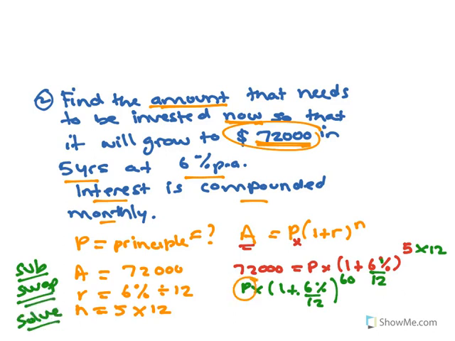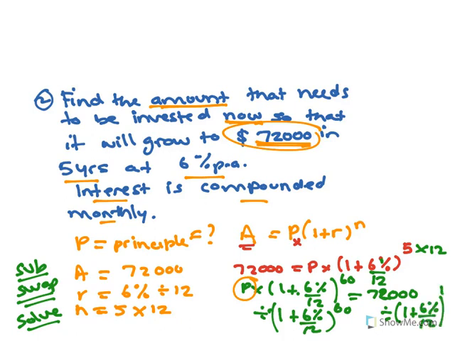So to enable me to solve, I want to get the P by itself. So all this stuff here has to go. So on this side, 72,000. So I have to divide by 1 plus 6% on 12 to the 60. Okay, so we've just got to figure that part out. So end up with P equals 53,378.80.